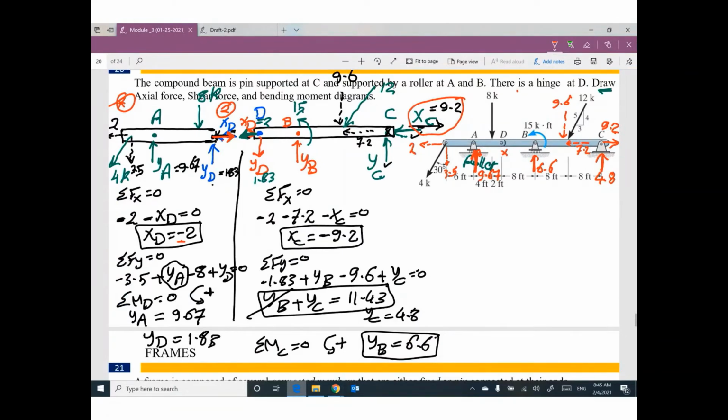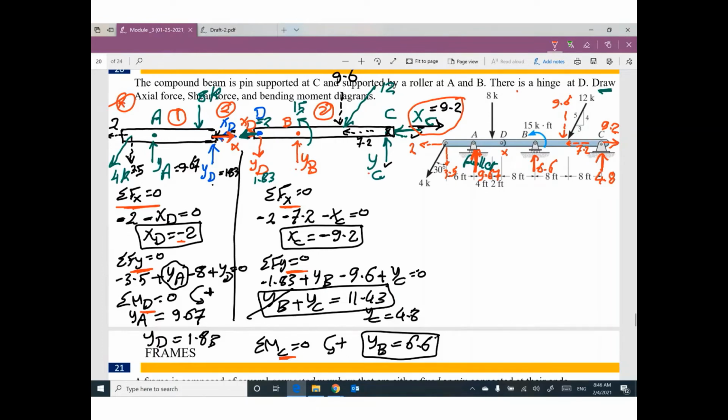First step, which is how to calculate reactions. We learned it before, if you have pin connection, we need to do separation to be able to calculate reactions. This is what I did. And we have two parts, part number 1 and part number 2. For part number 1, I applied equilibrium equation. For part number 2, I repeated the same equilibrium equations. Finally, I found YA, YB, YC, and XC.